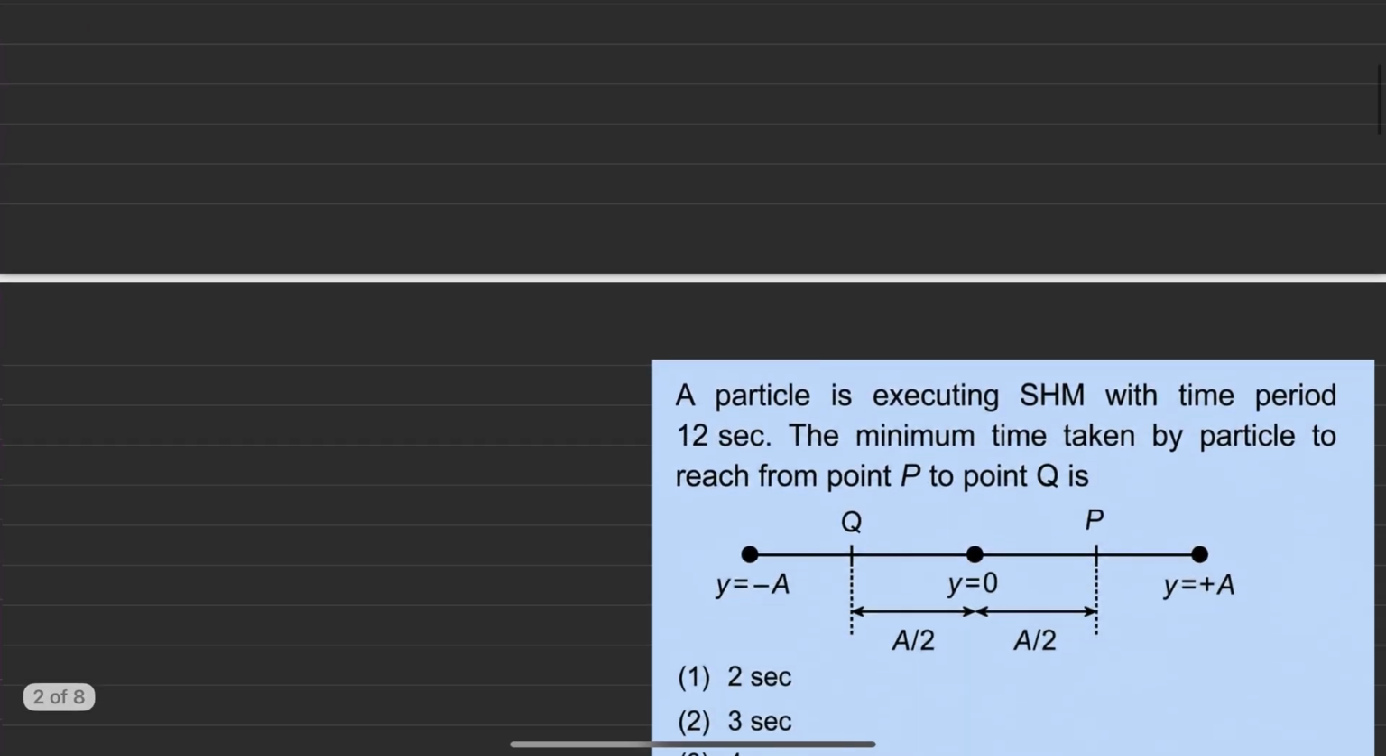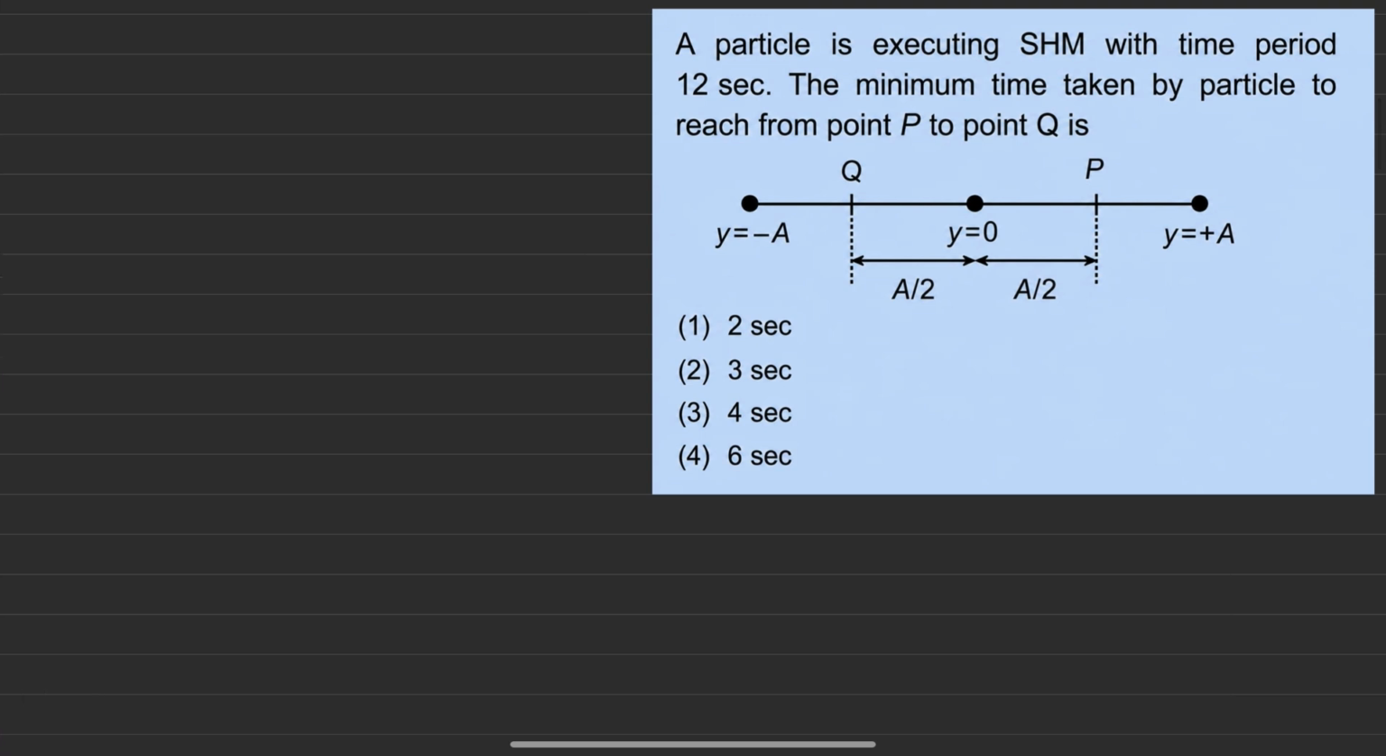Now let us go with this question. In this question, they are saying a particle is executing simple harmonic motion with a time period of 12 seconds. The minimum time taken by the particle to reach from point P to point Q is.